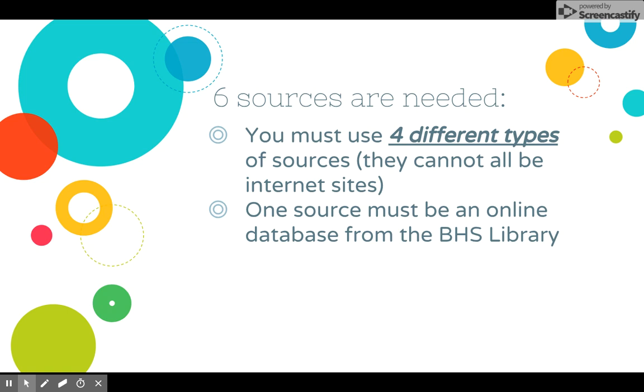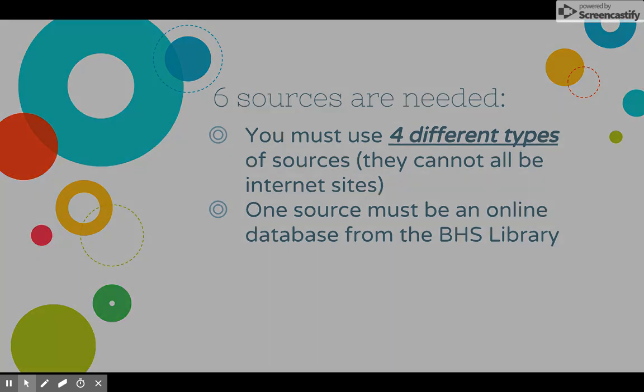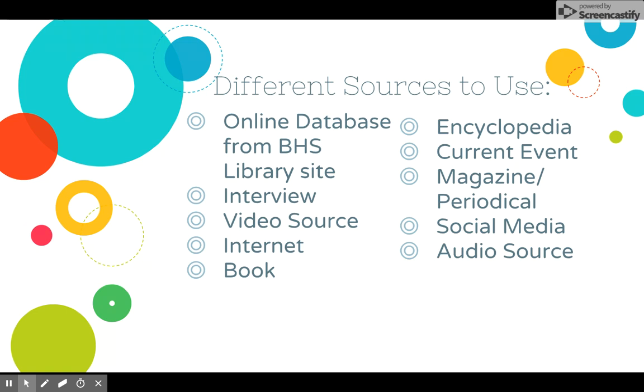One of those 6 sources must be from one of the BHS Library online databases. At this point, all of you should be familiar with those databases and how to use them, but certainly the librarians in the library can help you out with any of that. All right, so 6 total sources needing 4 different types. You might be thinking, but Mr. Cannon, what do you mean by 4 different types? Well, here is just a list.